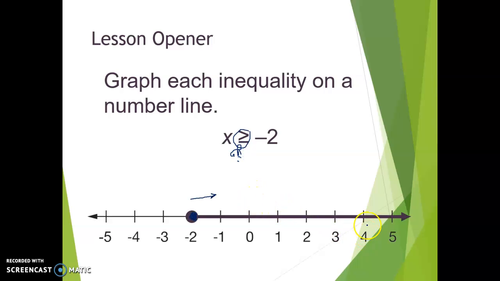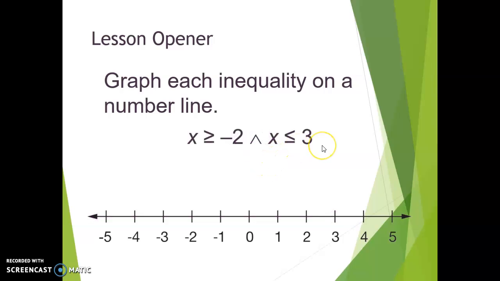So our graph looks like this. All of these values are greater than or equal to -2. What about x is less than or equal to 3? How would you graph that one? If you set a solid dot on the 3 and the arrow pointing to the left for less than, nice job. Go ahead and graph each inequality on a number line. We have x is greater than or equal to -2 and x is less than or equal to 3.